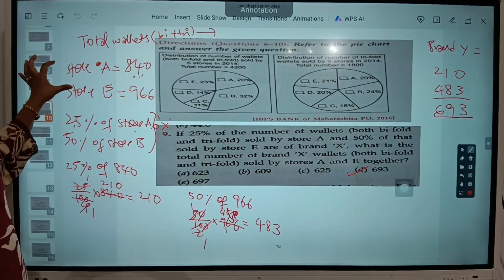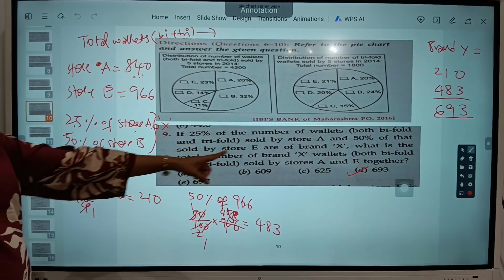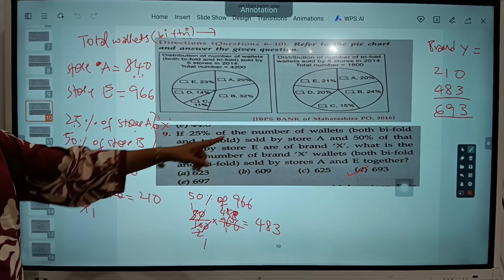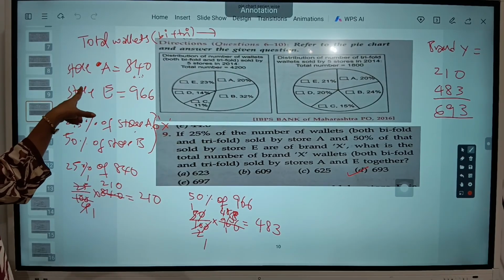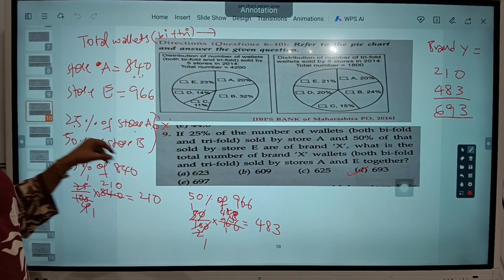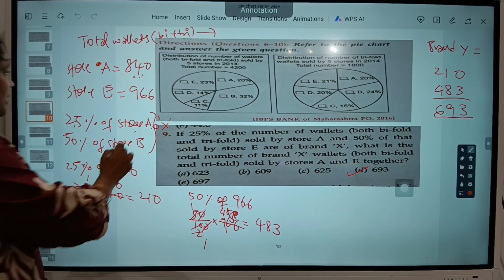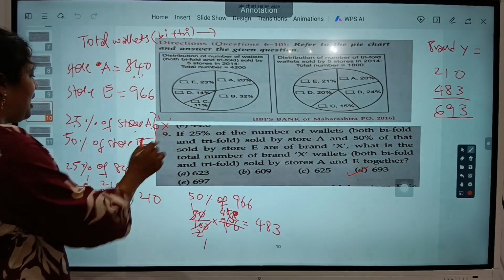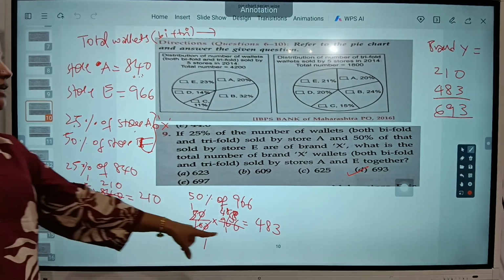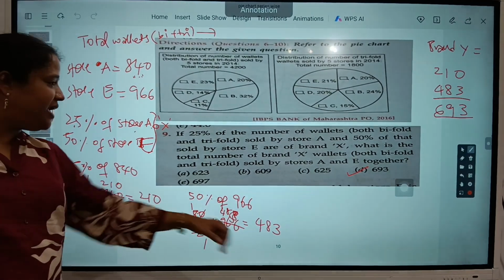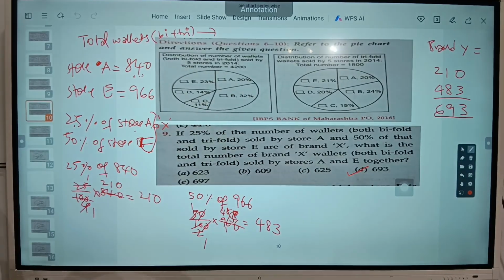Out of total wallets, some brand X wallets also sold. In that, 25% of store A and 50% of store E are of brand X. So that percentage we found out here and we added the values, then we got the result.